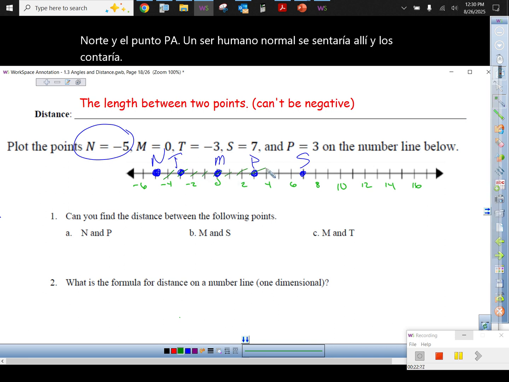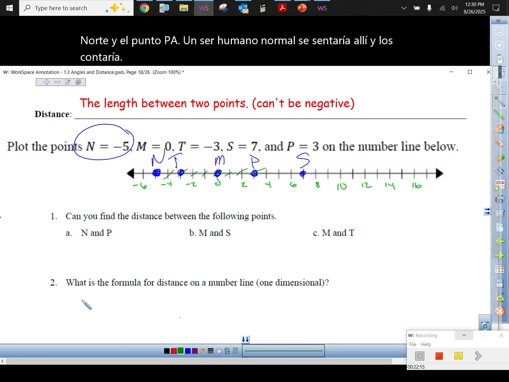Would you agree you could totally find the distance that way? That would suck mathematically if N was at -355 and P was at 271. I wouldn't want to sit there and totally count them all up. There is a formula for it, right? So if you would, there is a formula on number 2. It says, what is the formula for distance on a number line? By the way, this is a one-dimensional distance because it's on a number line, and aren't lines one-dimensional?